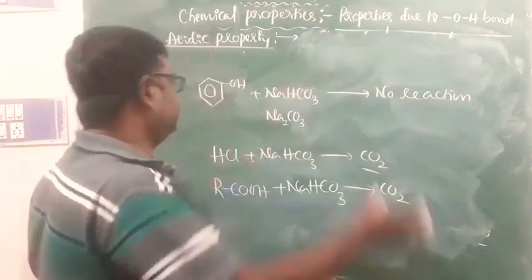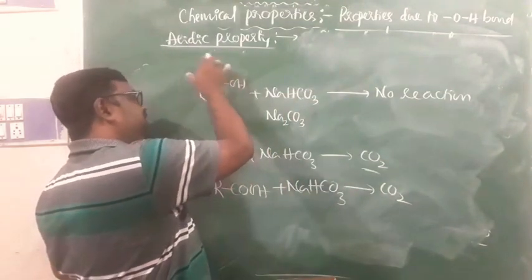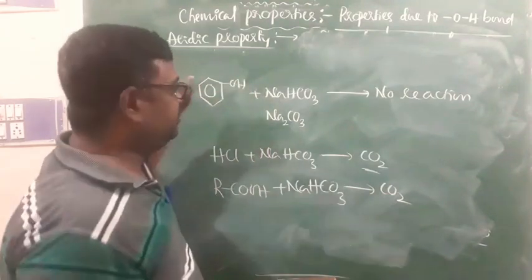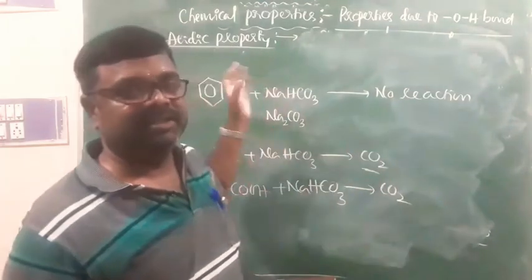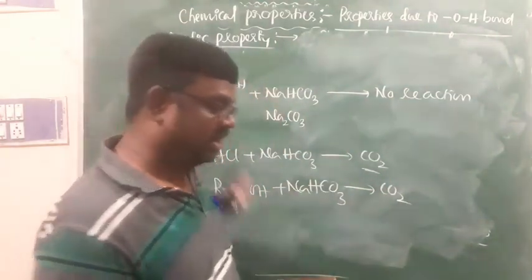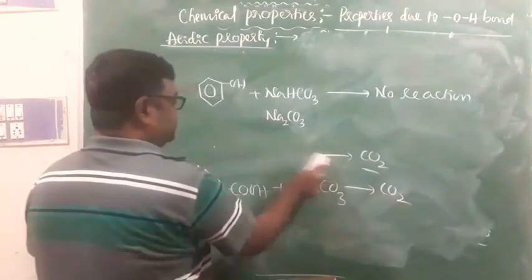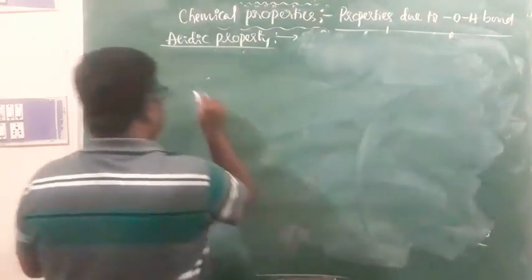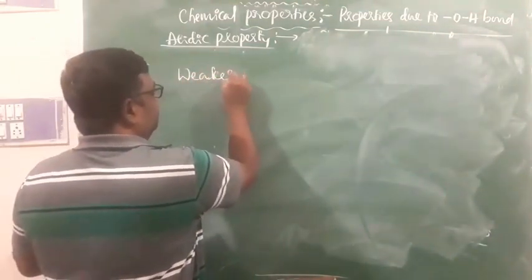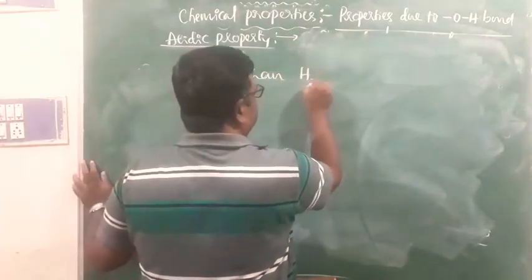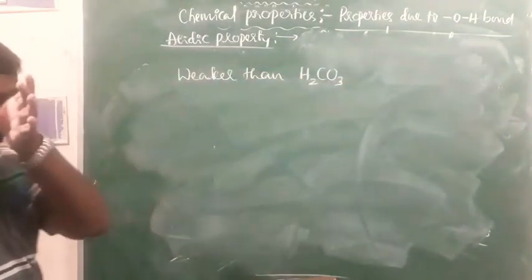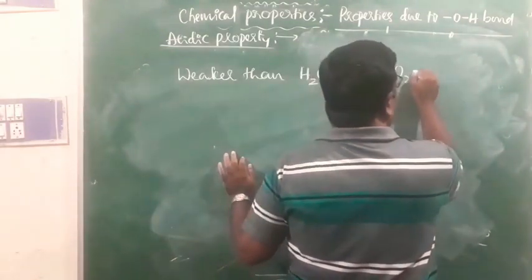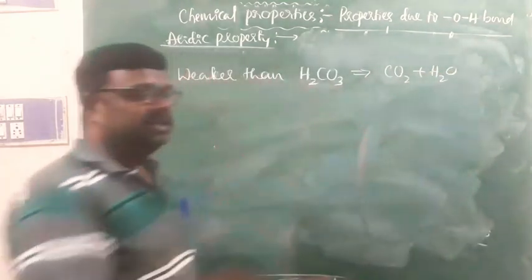If the acidic strength of phenol were similar to that of carboxylic acids and HCl, it would have liberated carbon dioxide. But there is no reaction between phenol and sodium bicarbonate, because, no doubt, phenol is acidic, but it is a weak acid, weaker than carbonic acid. What is carbonic acid? It is nothing but carbon dioxide plus water.